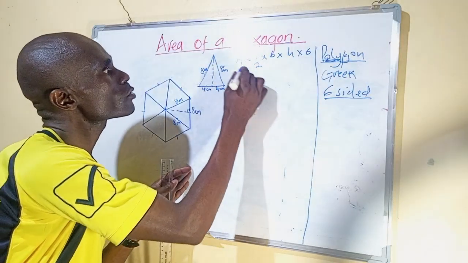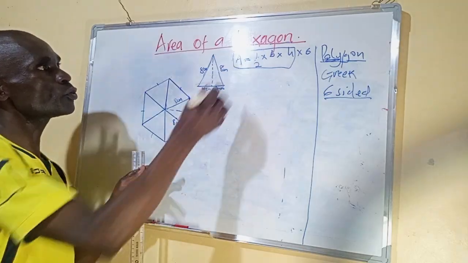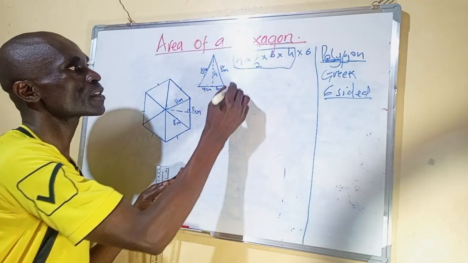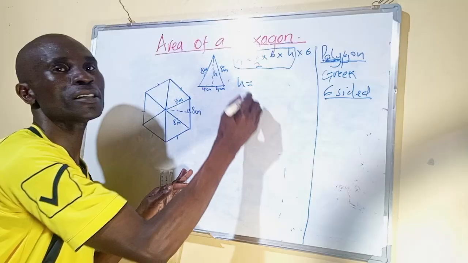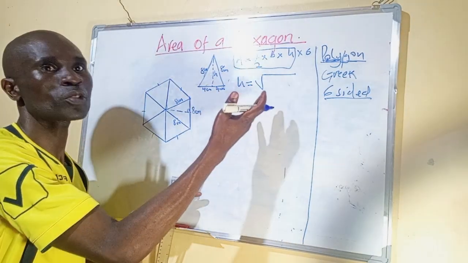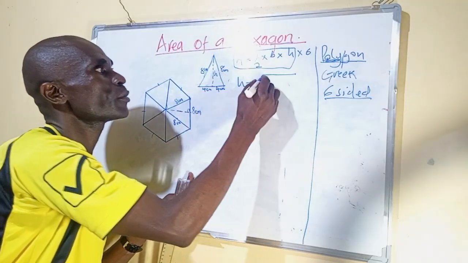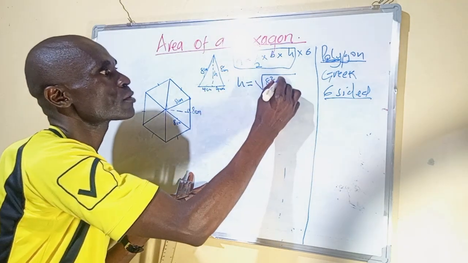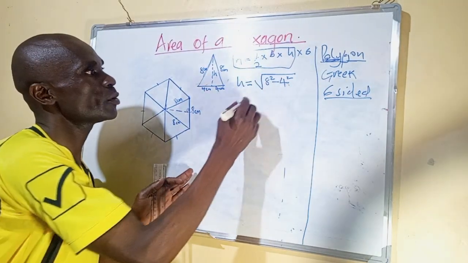So in this case, first of all, we have to deal with this. Now, what we don't have is our h. So how do we get h? Once again, our h is the square root of the hypotenuse squared minus the base squared, which is 4. You can work that out and tell me what you get.